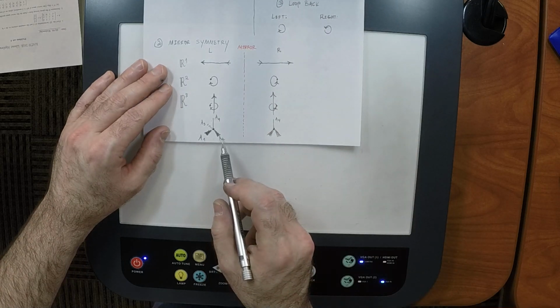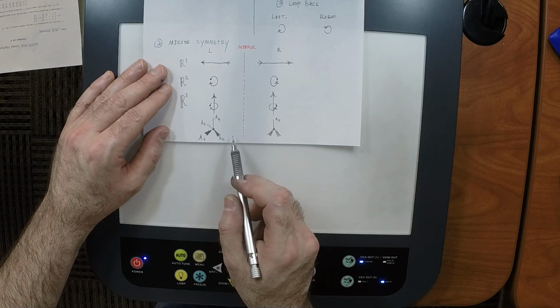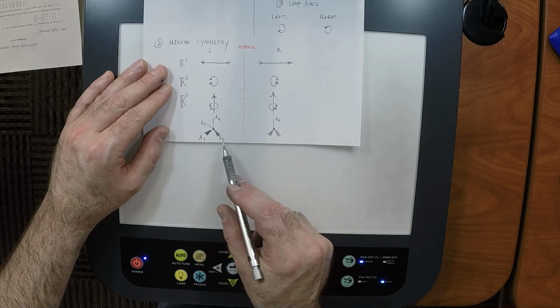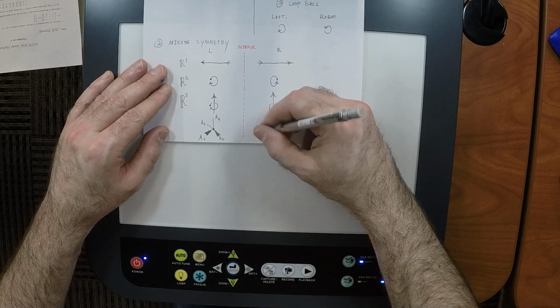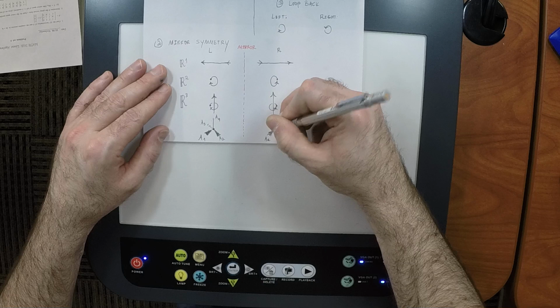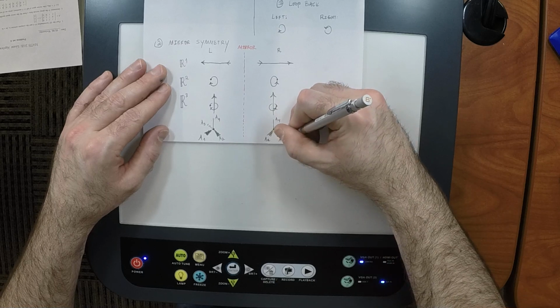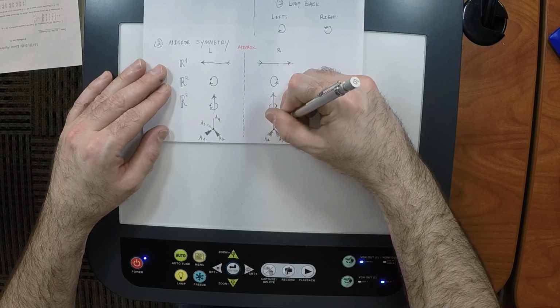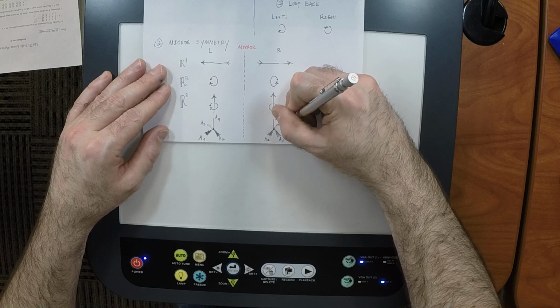But notice that A2 is closer to the mirror. So which one of these is going to be A2? That one is, right there. So A2. And then this will be A1. And this will be A3.